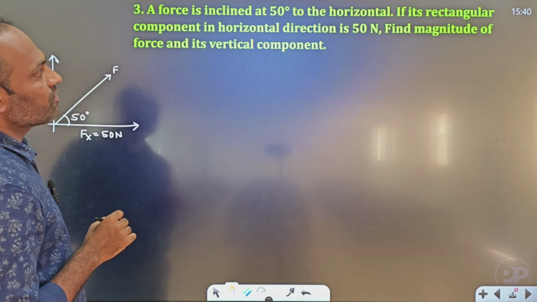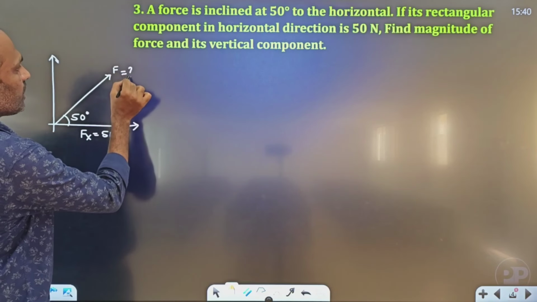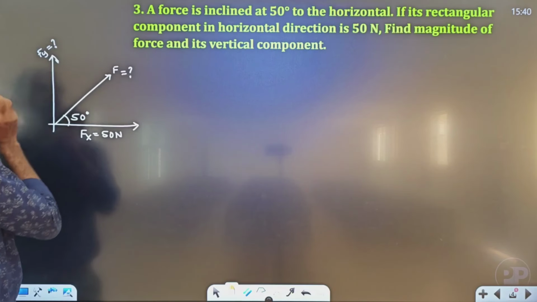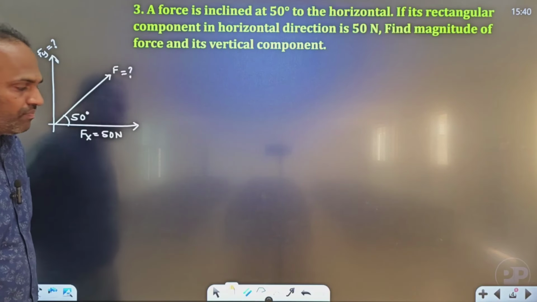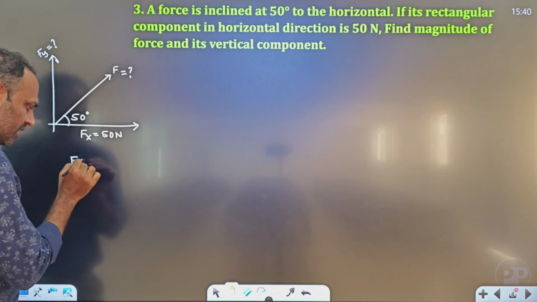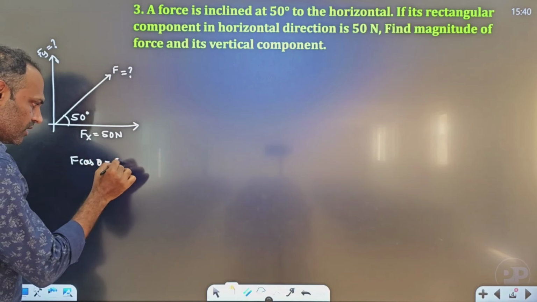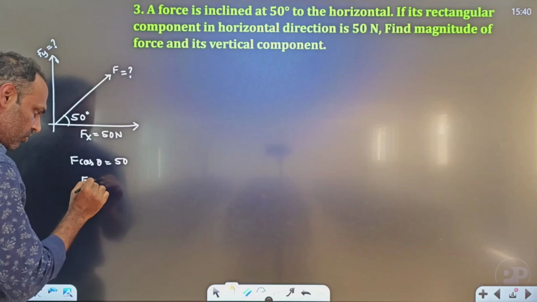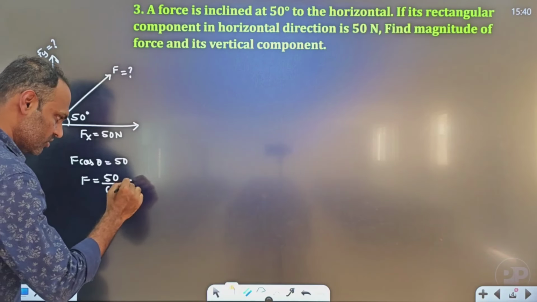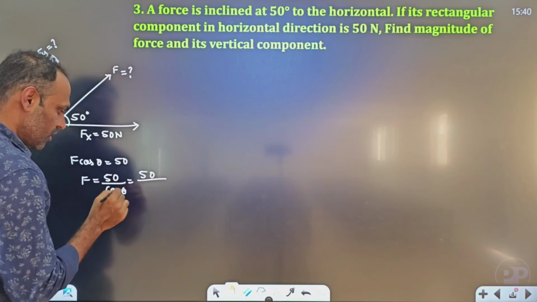What do they ask us to calculate? Find the magnitude of the force, and also the vertical component Fy. So first let us calculate F. See, Fx is equal to 50 Newton, and Fx is F cos theta. F cos theta is equal to 50. Then F is equal to 50 divided by cos theta.